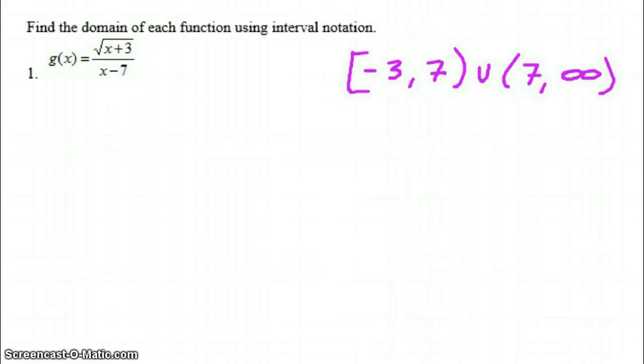And then the square root of x plus 3, what's underneath the root has to be greater than or equal to 0. So we set these things up and we solve, and we end up getting our solution here. Let me go ahead and show you the graph.